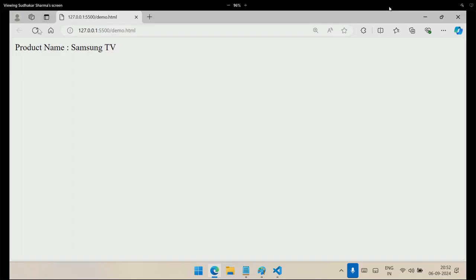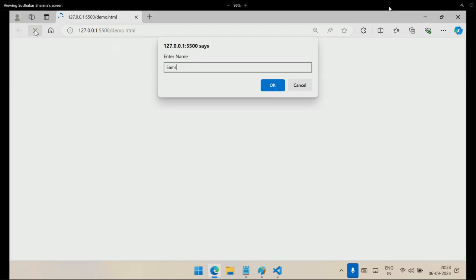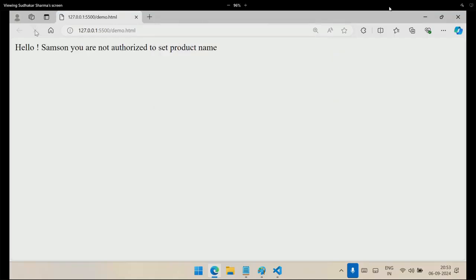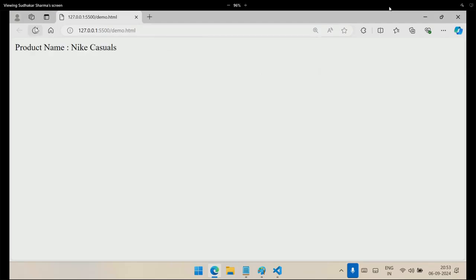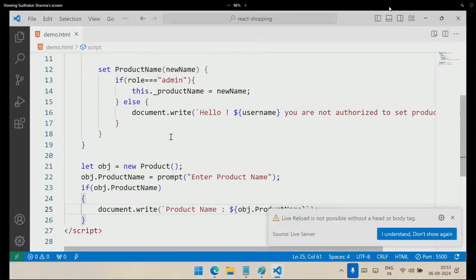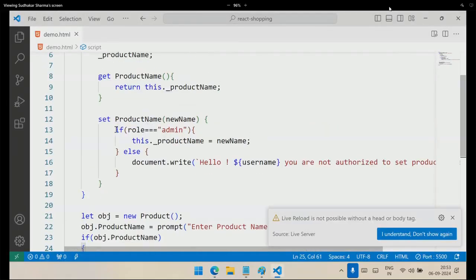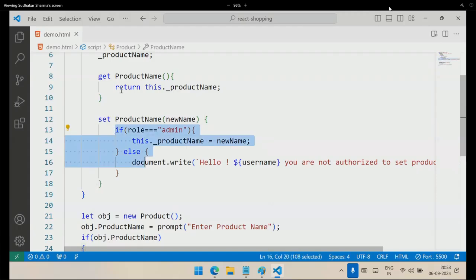That means you entered some name, and you entered customer, and you entered some product name, Nike Casuals, something like this. It will not take. You are not authorized. Okay, some name and role is admin and product name is Nike Casuals. Okay, you can store that. That means it is changing according to the situation. Remember, I just gave a situation for storing. You can give a situation for reading also.